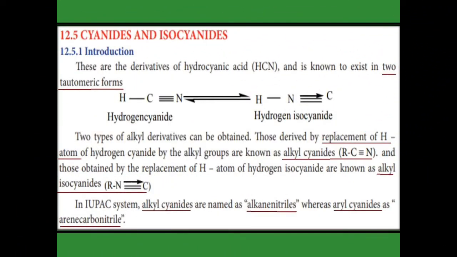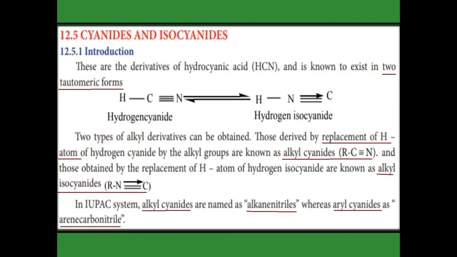HCN is hydrocyanic acid, another name hydrogen cyanide. It exists in another tautomeric form, where the hydrogen is attached to the nitrogen, called hydrogen isocyanide. If instead of that hydrogen you put alkyl, it is called alkyl cyanide. In the isocyanide, if instead of hydrogen you put R, it is called alkyl isocyanide.